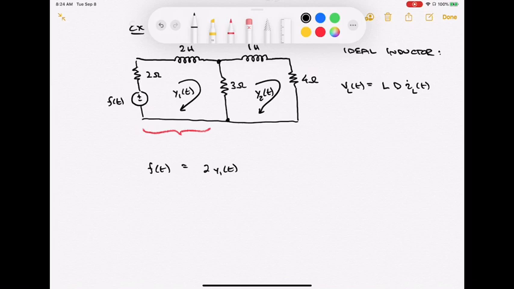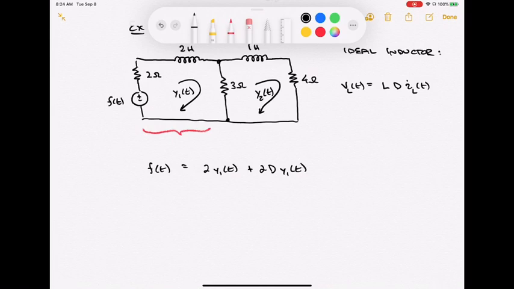The next one would be the voltage drop across that inductor, but we already know what that looks like. It's the inductance times the time derivative of the current through that inductor, and the current through that inductor is y1, so I'm going to get a plus 2 d y1 of t, something along those lines.